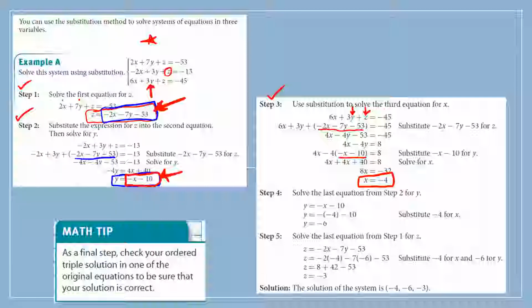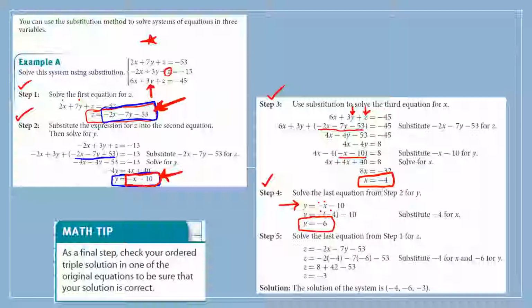So step 4 is solve the last equation from step 2 for y. So here's where we solve for y. And now we know x is negative 4. So y equals negative x. So that's negative negative 4, which is 4, minus 10. So y equals negative 6.